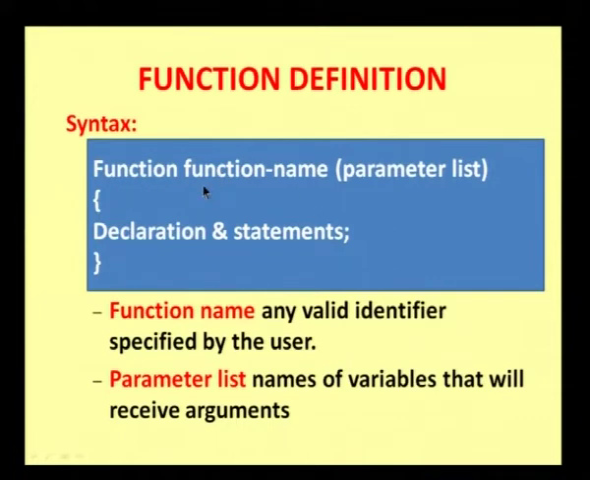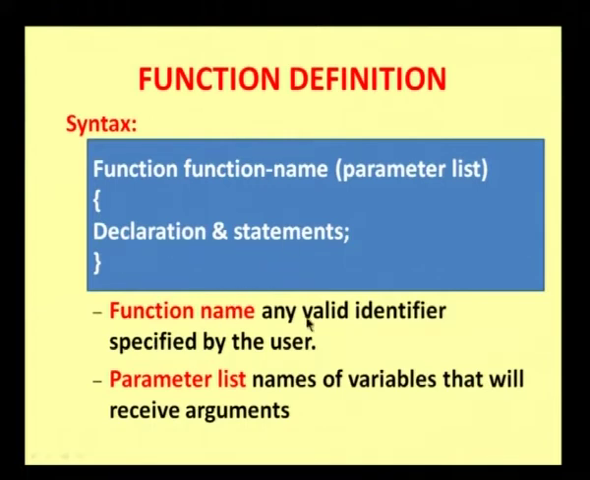To indicate to the script that it is a function, we specify that with the keyword function. The function name is the name specified by the user to do a specified task, and the parameters, the variables to be passed to achieve that task, are called the parameter list. Then the declaration and statements: the local variable declarations and the set of statements the function has to execute to do the specific task.